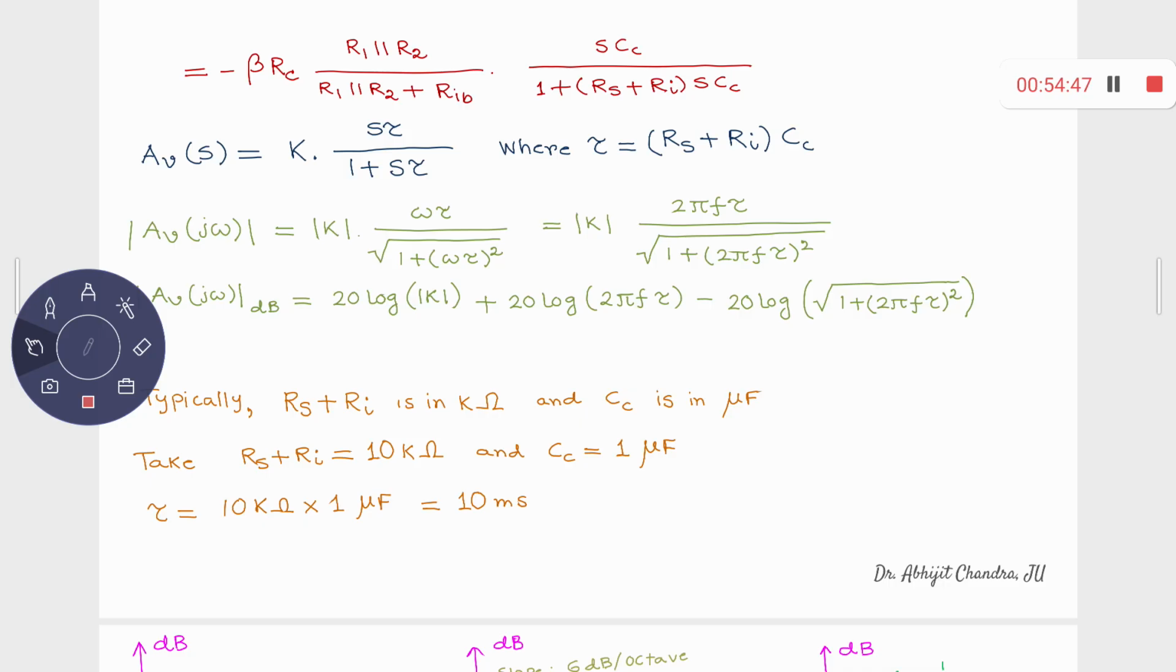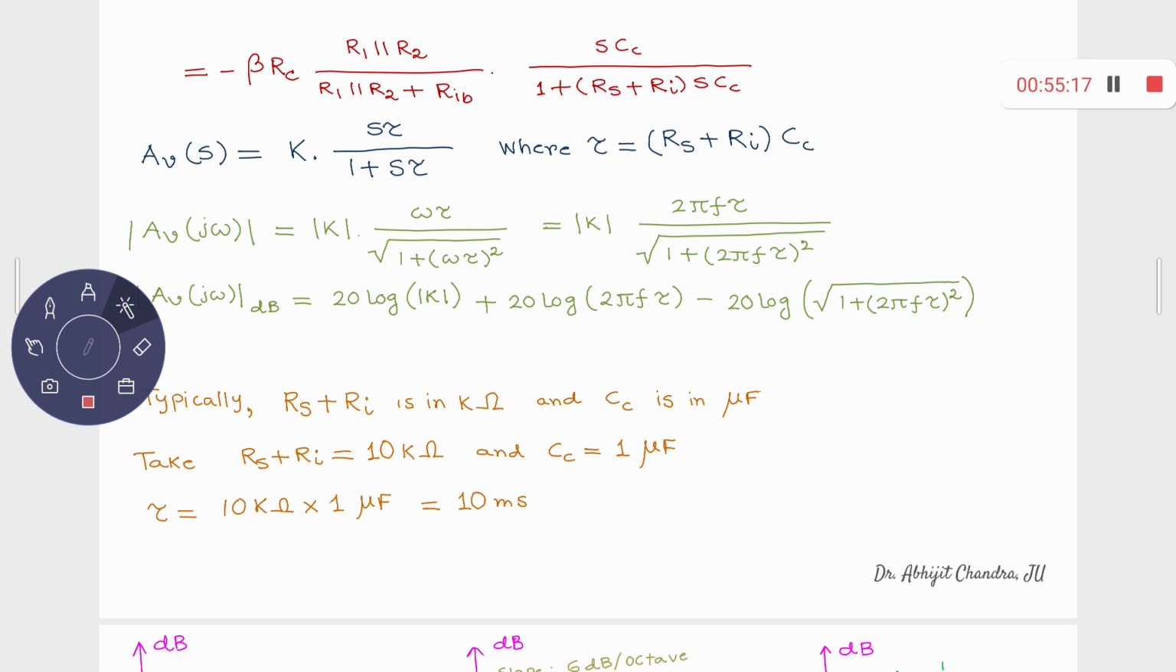Now, typically Rs plus Ri is governed by Ri because Rs is typically small. Let's consider that this is in the kilo ohm range, say 10 kilo ohms, and Cc. Now, there is an important issue: how to select the value of Cc, this coupling capacitor. Your job is to make the lower cutoff frequency as small as possible, because you have to ensure that the bandwidth is larger. So the lower cutoff frequency should be as small as possible and the higher cutoff frequency as high as possible.